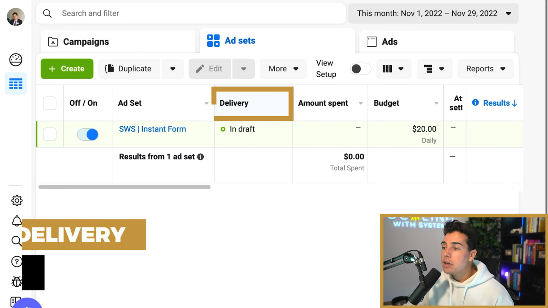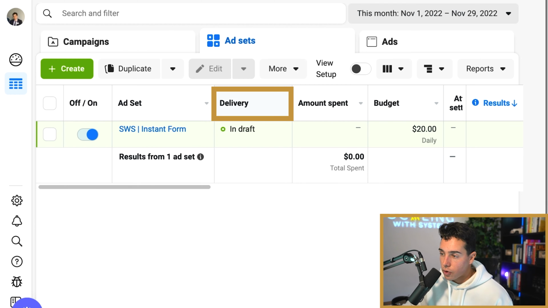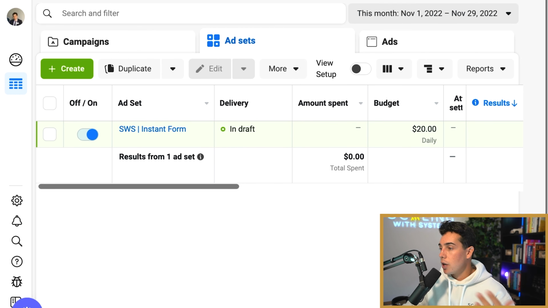So first you have delivery, and this is obviously if your ad is in draft, meaning you haven't published it, if it has been published and it's in review, if it has been approved and it's running, or if it has been disapproved and the reason why it's been disapproved. So that's one way you can look at the delivery column. That's very important to know which ads are running and which ones aren't.